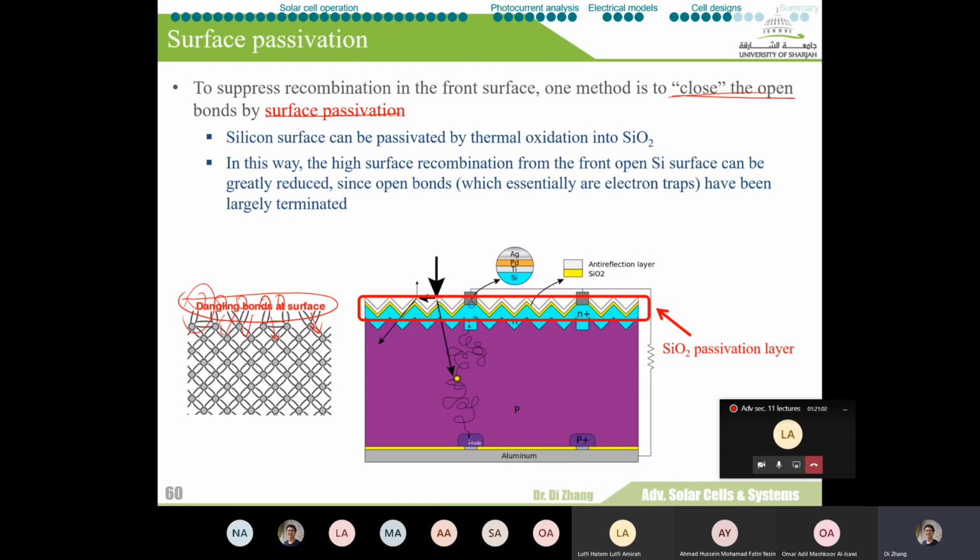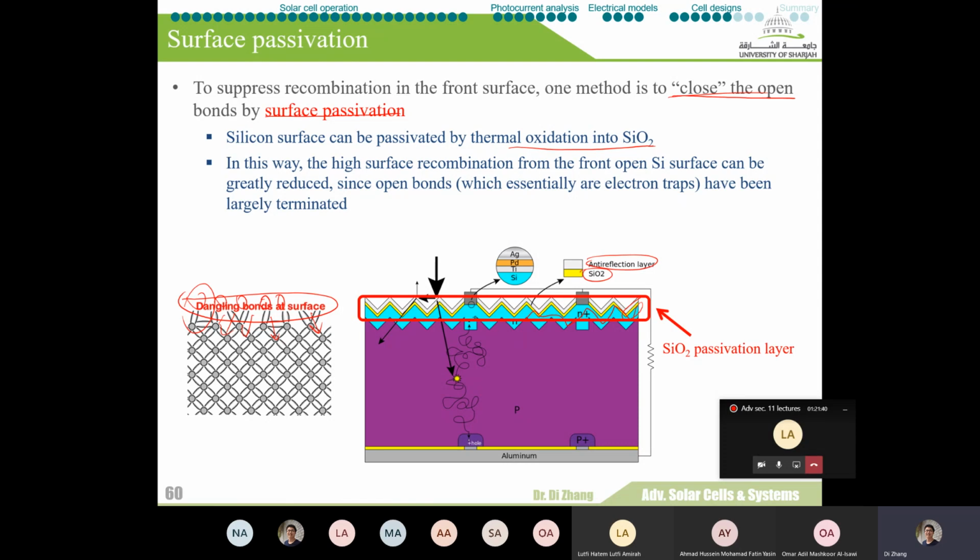If they bond with the open bonds here, this part will become neutral, so it's no longer attracting electrons or holes from this side. So passivation can be done by converting the surface of silicon into silicon dioxide. Here's an example. We have the textured surface that you are seeing here, and the anti-reflection layer on top, but below the anti-reflection coating, we have a yellow layer. That is the silicon dioxide, and this silicon dioxide layer is our surface passivation layer.